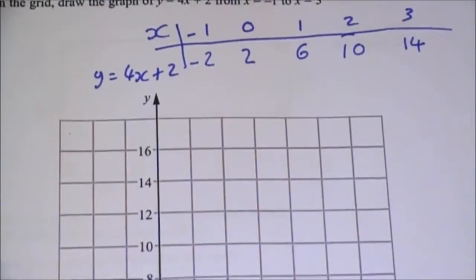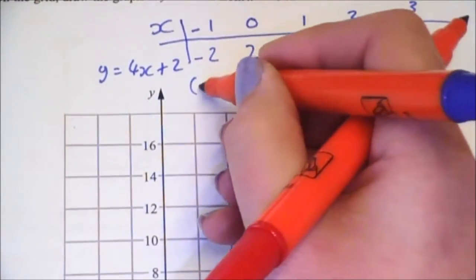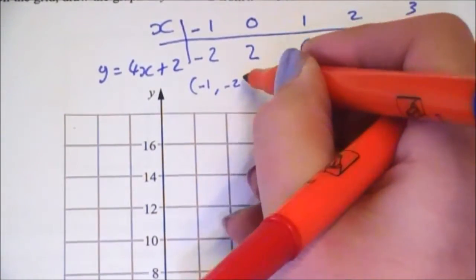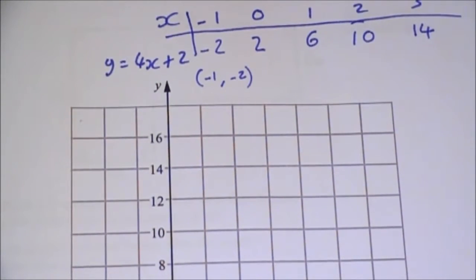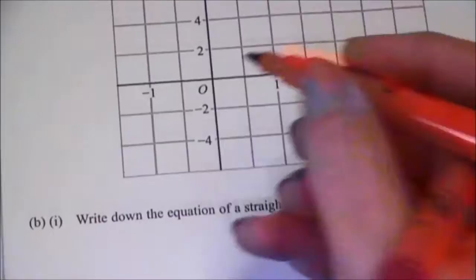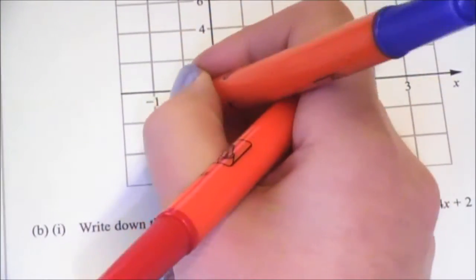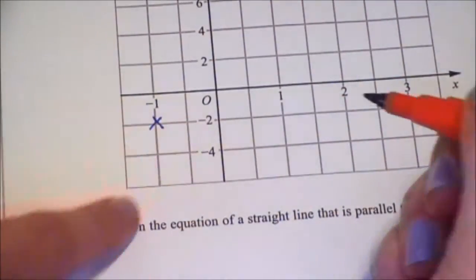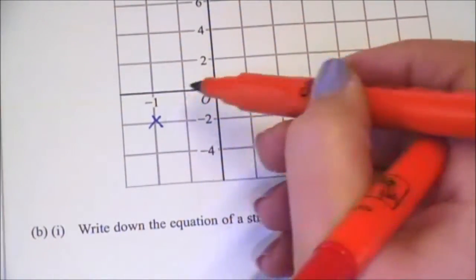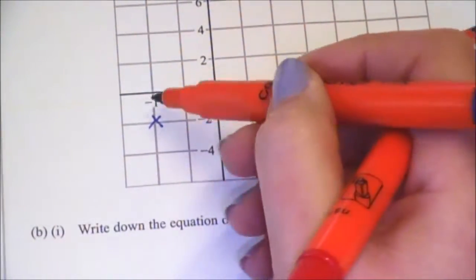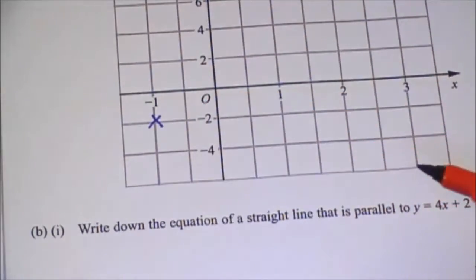Now I can go ahead and plot these values as the x value and then the y value as coordinates. So my first point is negative 1 across and down to negative 2. Be careful of the scale here. Even though we said down 2, it's actually gone across 2 spaces. So always look at the axis to check what the scale is.